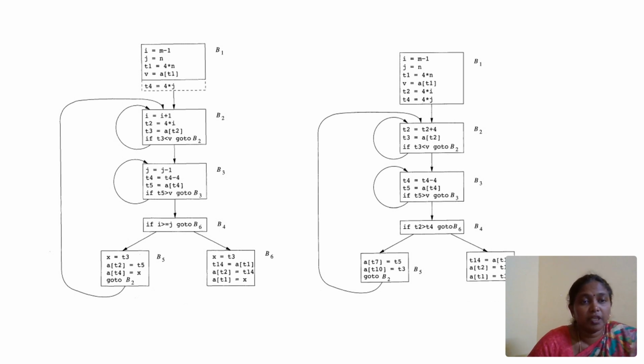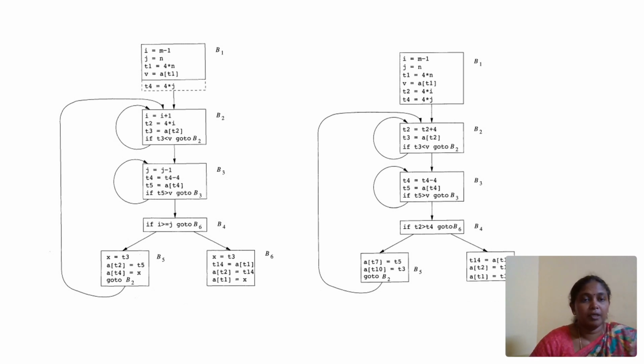Next, we can reduce the strength of that instruction. Reduction in strength means an expensive operation is replaced with a cheaper operation. Here, the multiplication operation is the expensive operation, which is replaced with the cheaper operation, addition. T2 equal to 4 into I: every time, the T2 value is increased by 4. So the same statement can be replaced with T2 equal to T2 plus 4. Both are the same, but the strength of the expression is reduced. This is called reduction in strength.